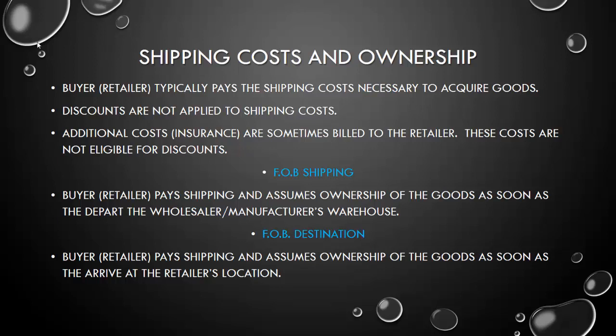So even though it says 2/10, n/30, doesn't mean you can get 2% off of everything. You only get 2% off of the actual face value of the inventory that you're buying. Ownership, really fast, will be expressed in two different ways.